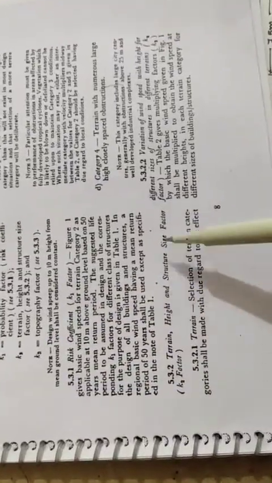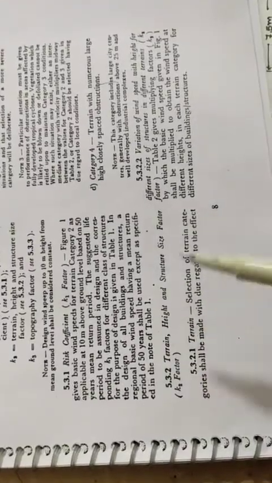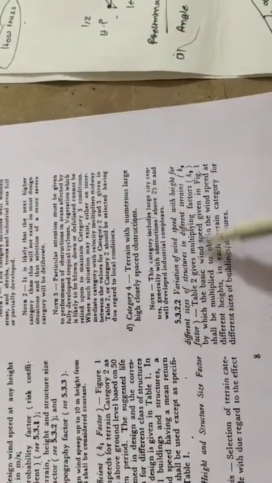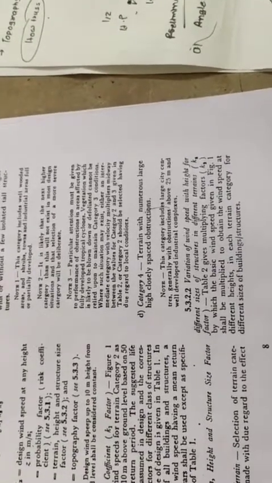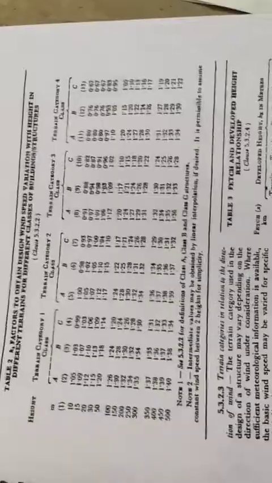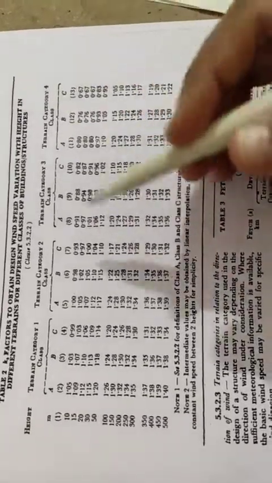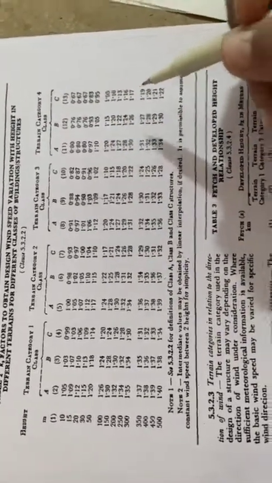So here in the very next equation, given terrain height, structure and size factor, which is K2, right? These categories are given: category 1, 2, 3, 4. But these are all given in table number 2, which is for the multiplying factor. So we move forward directly to table number 2. So here table number 2 is here, right?